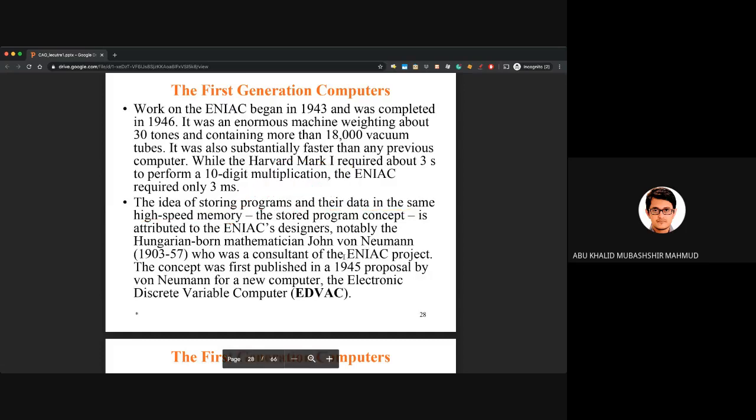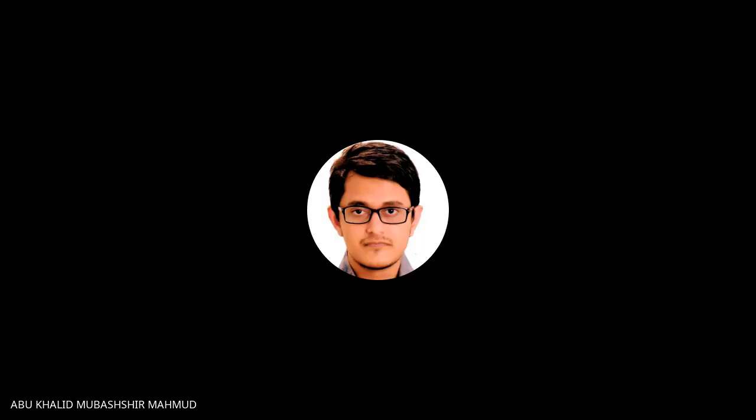And this concept was introduced by a mathematician, John von Neumann, who was a consultant on the ENIAC project. He proposed in 1945 a new computer, the Electronic Discrete Variable Computer, in other words, EDVAC. Now let's proceed to the main concept of the organization.